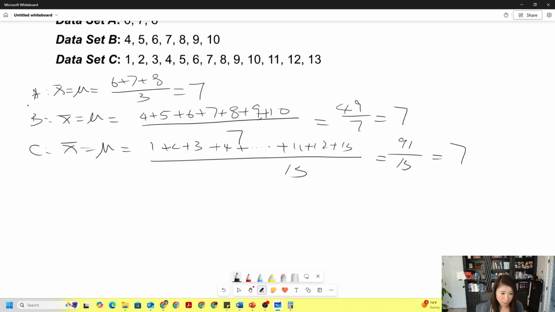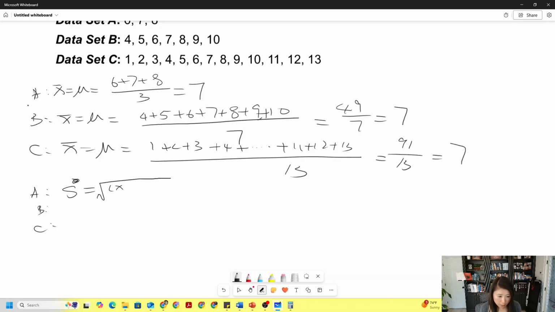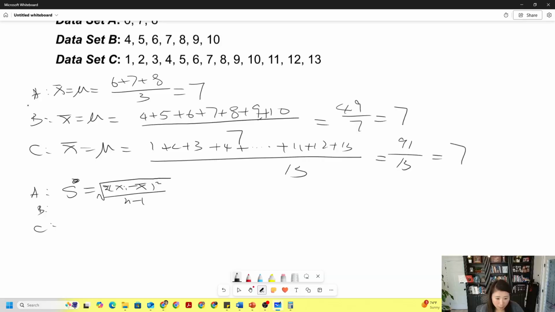Now let's look at the sample standard deviation. First, we treat the data as a sample. If we treat it as a sample, the formula we're using is S equals the positive square root of the summation of (x_i minus x bar) squared, divided by n minus 1. This is the formula we use. First I'm going to use A as an example, and for the rest, for the sake of time, I will calculate them behind this video and just show you the answer.